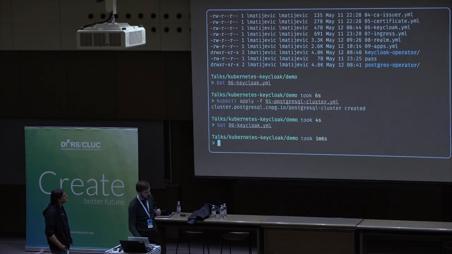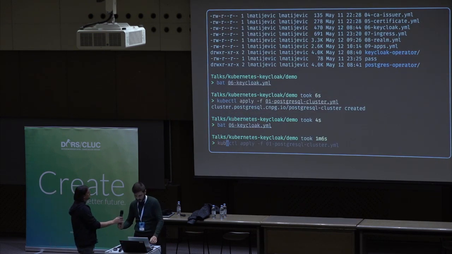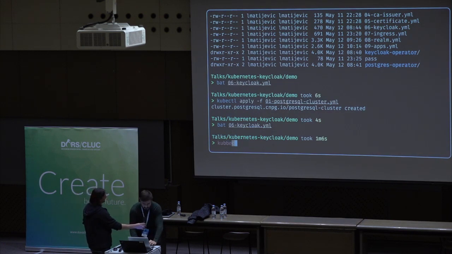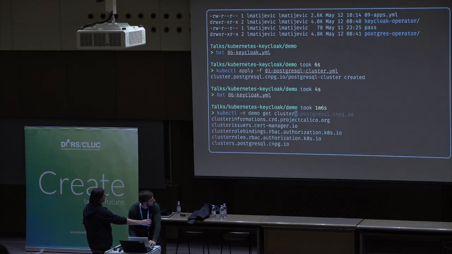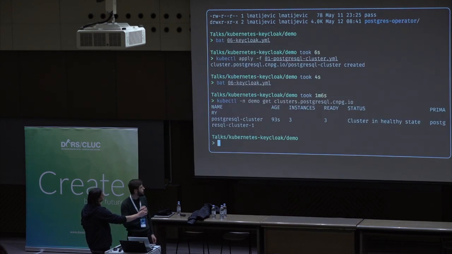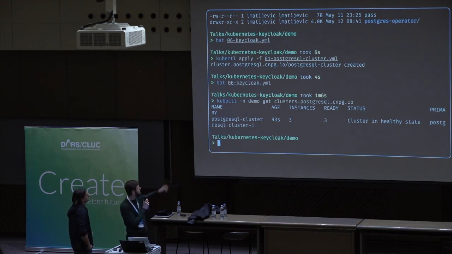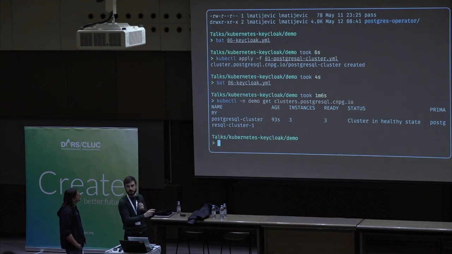So if we now go and try to look at what's going on, inside kubectl, we will say demo get cluster. Okay, we can get clusters from Postgres. So we will get one cluster. The cluster is in a healthy state. This resource is a custom resource definition. So we are just checking how many objects are created from that custom resource definition. There is one object called PostgreSQL cluster, as we called it.